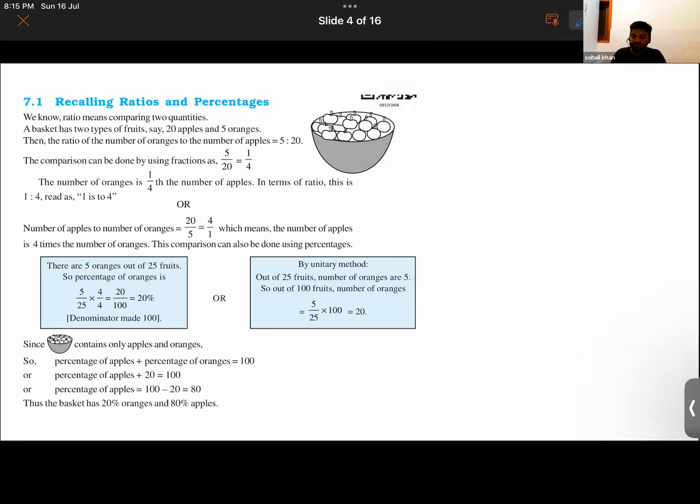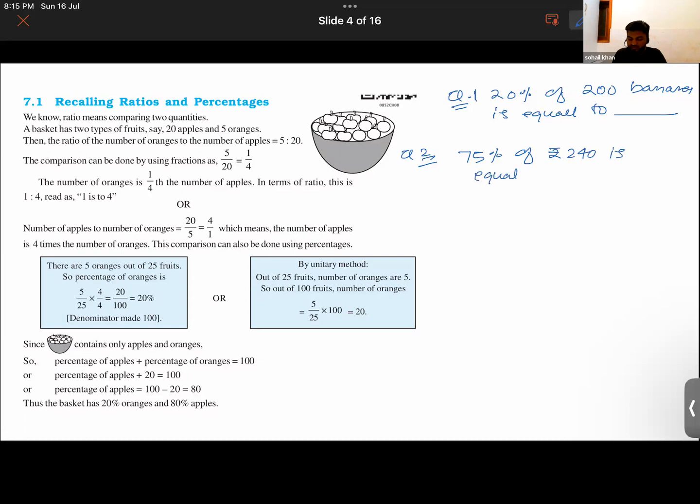So solve some questions over here. 20% of 200 bananas is equal to what? That is the first question. Then the second question is 75% of 240 rupees is equal to what? Solve the two questions and give your answer in the chat box.